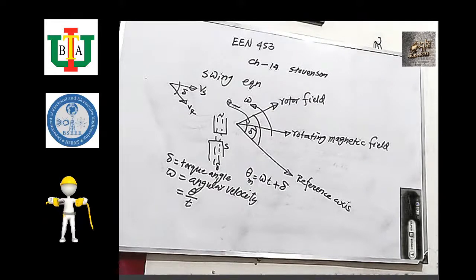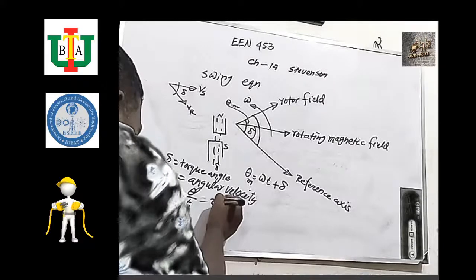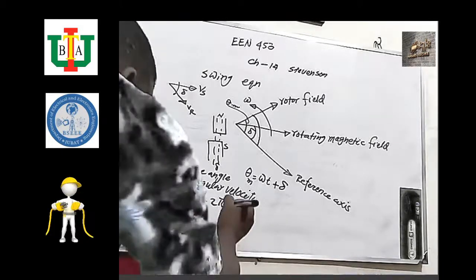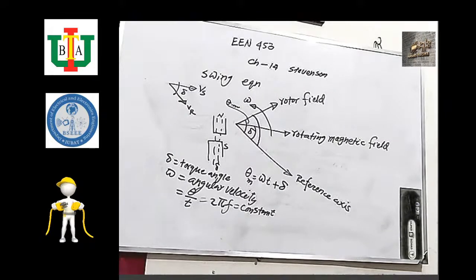But omega, the angular velocity, is a constant thing. It is twice pi f, fixed by the frequency. Omega equal to angular velocity equal to theta by t equal to twice pi f equal to constant. So the total angle theta m, the mechanical angle, is equal to omega t plus delta. Now we can differentiate theta m.